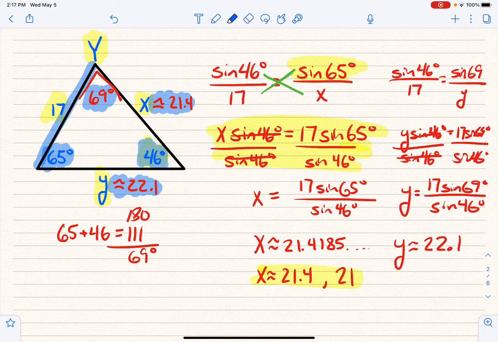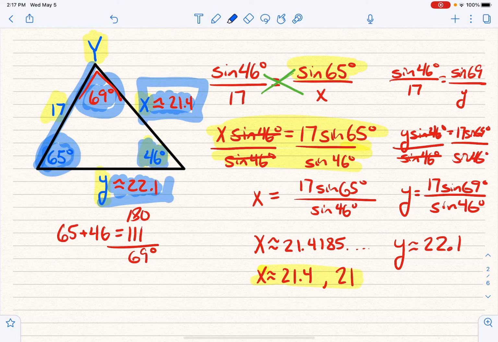Another thing to notice is that 69 degrees and 65 degrees are pretty close. So it makes sense that the two sides opposite of them are pretty close. 21.4 and 22.1, that makes sense.